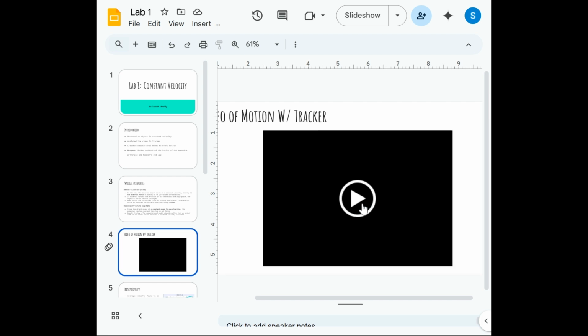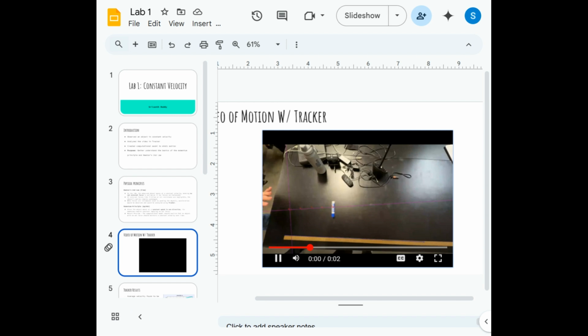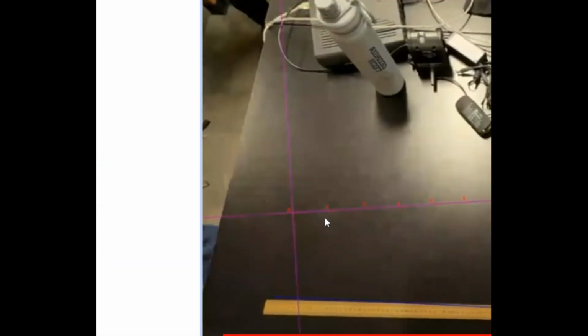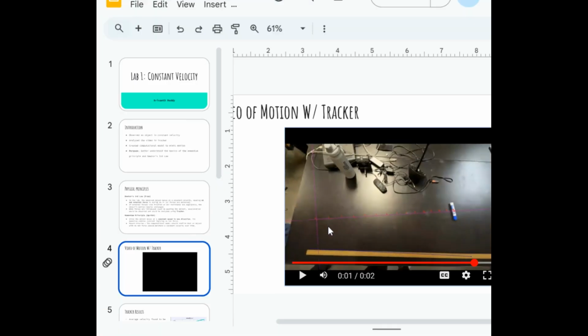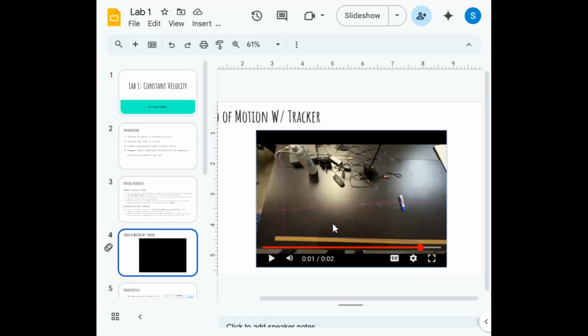Here's a video of us using the tracker on our marker. As you can see here, we set up the boundary lines and the marker follows this line here. And we use these points to track each time interval at which the marker passes.